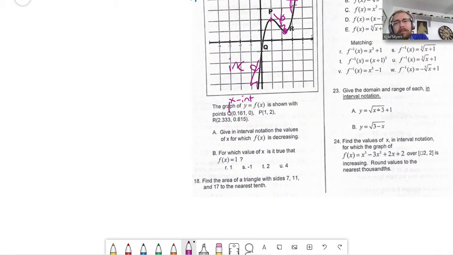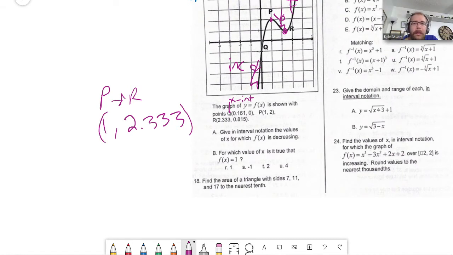So from P to R is when we would be decreasing. So we just need to figure out when that is. And when you're stating in interval notation, you're going to state the x values, not the y values. Don't get that messed up. So the x value for P is 1, and the x value for R is 2.333. Parentheses on both, and that's the answer to A.